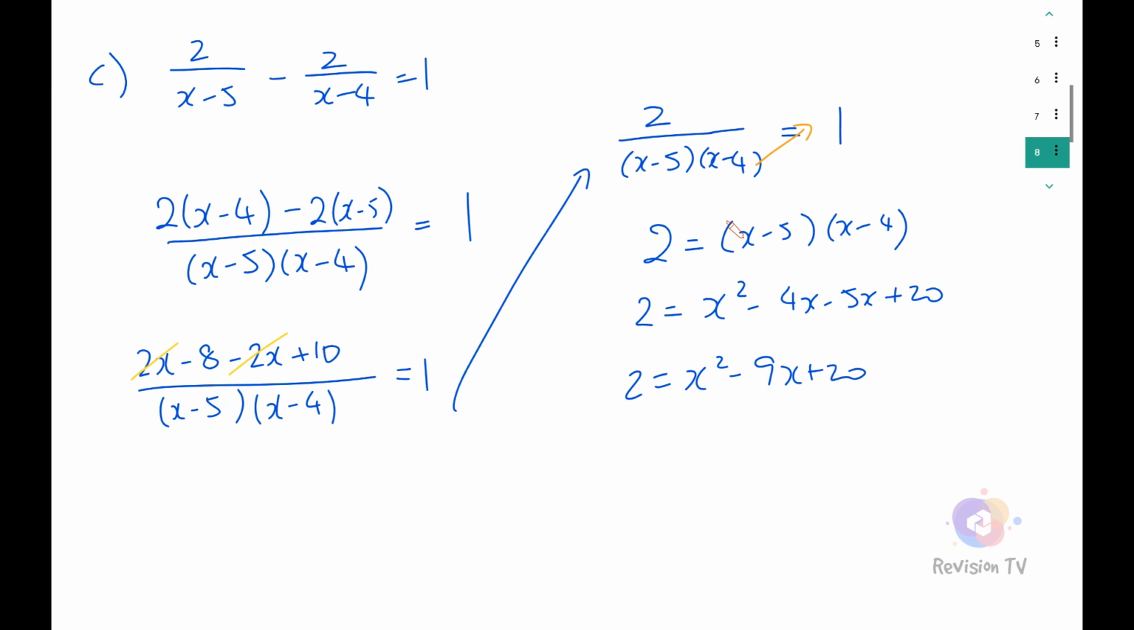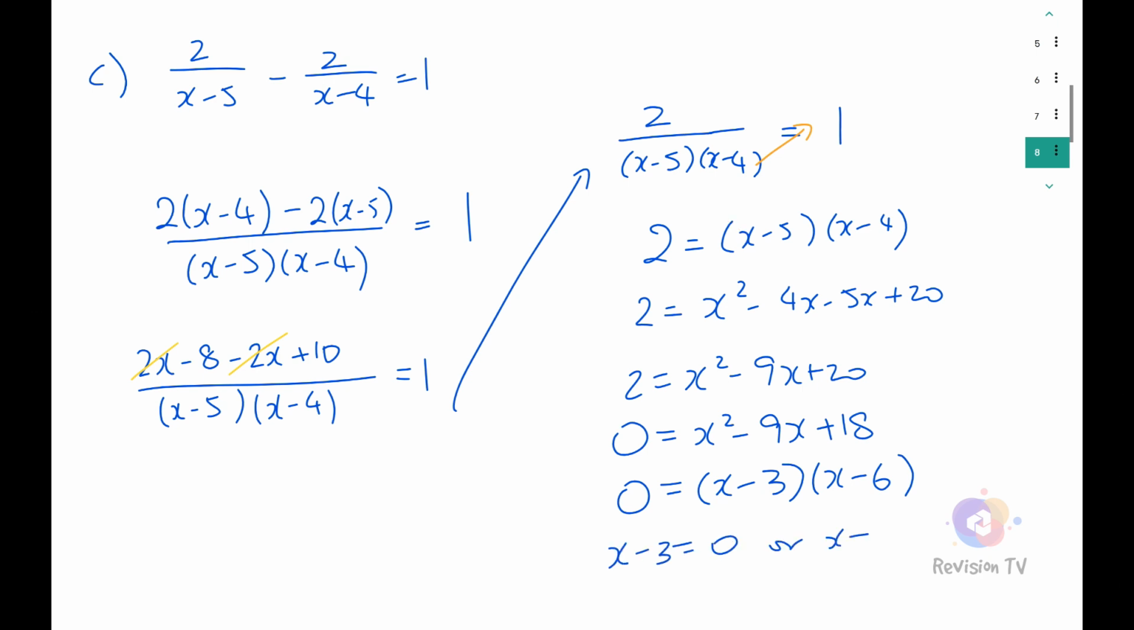I can see this is a quadratic. In a quadratic equation, in order to solve it, you need one side equals 0. So I'm going to bring the 2 to the right hand side. x squared minus 9x plus 18, because 20 minus 2 is plus 18. Next, in here, to solve it, we need to factorize it. So it'll be x minus 3, x minus 6. So x minus 3 equals 0, or x minus 6 equals 0, x equals 3, or x equals 6. And these are the answers.